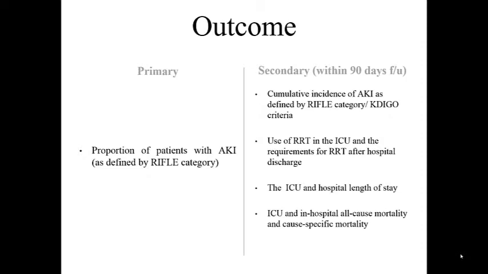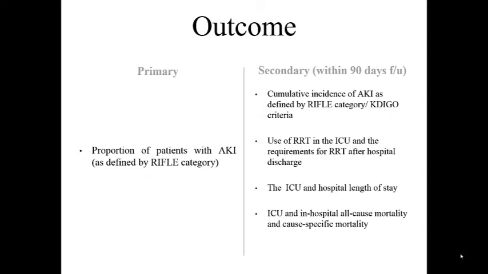The RIFLE category is a kind of consensus definition for categorizing the patient in different categories depending upon the AKI. R stands for risk of kidney injury, I stands for injury, and F stands for failure. L stands for loss of kidney function, and E stands for end-stage renal disease.